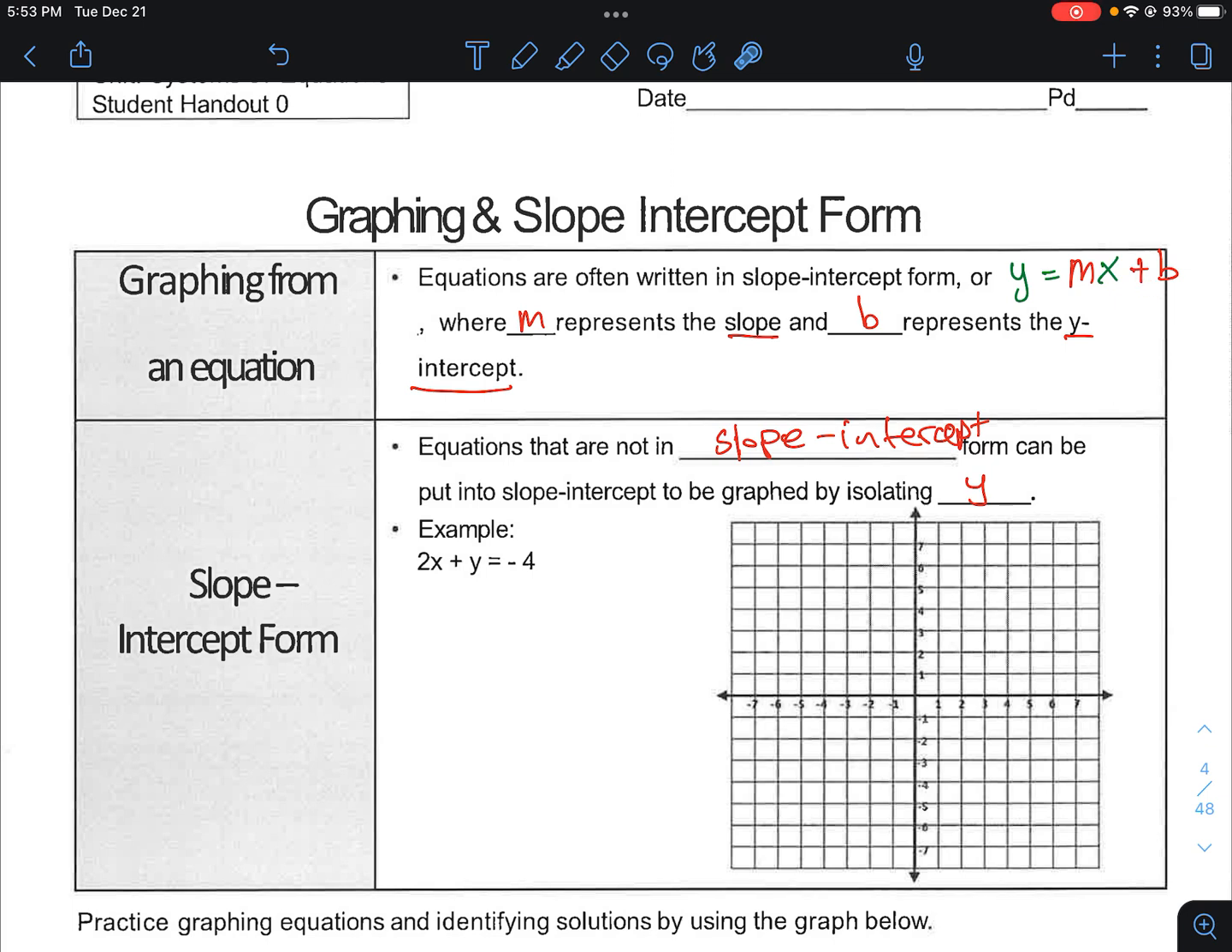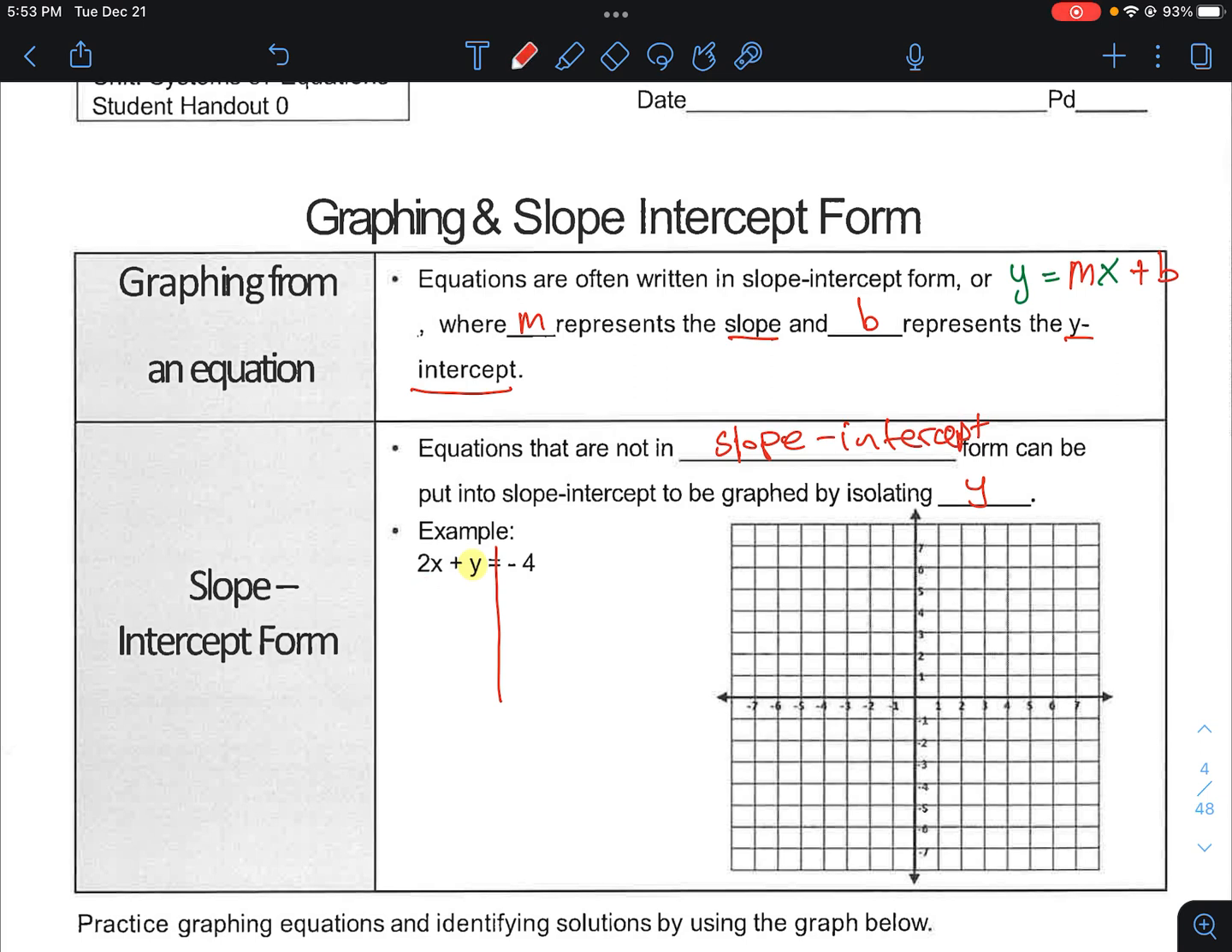So, for example, I don't know how to graph this. I don't know what the slope is. I don't know what the y-intercept is. But if I can get this y by itself, if I can isolate it, and normally we want the y on the left side of the equal sign, by itself. So how do I get the y by itself? Well, I need to get rid of this 2x right over here.